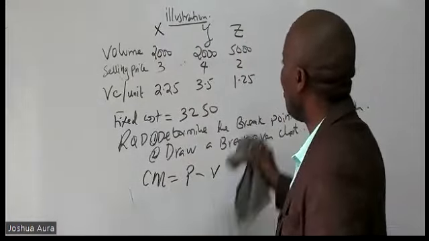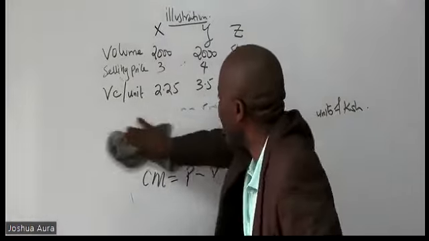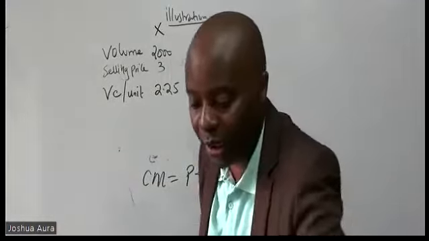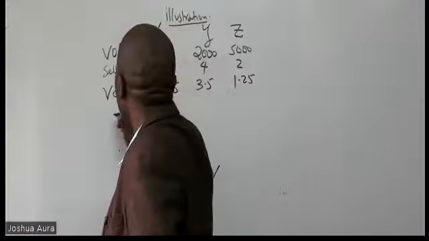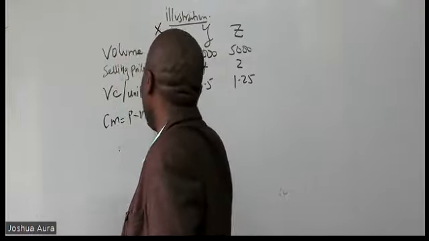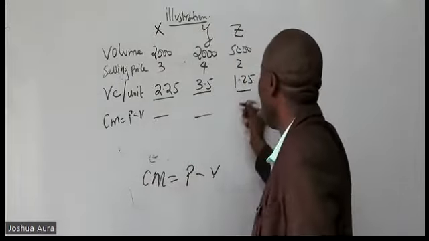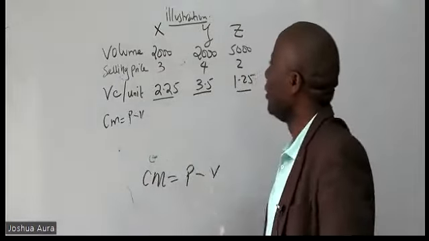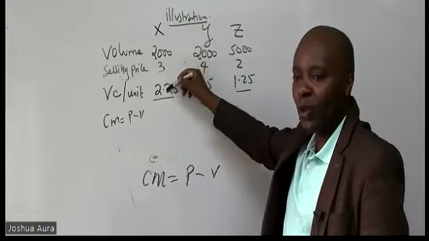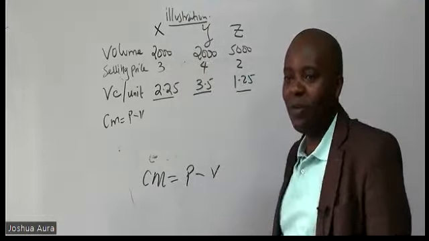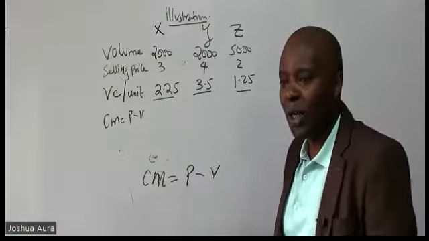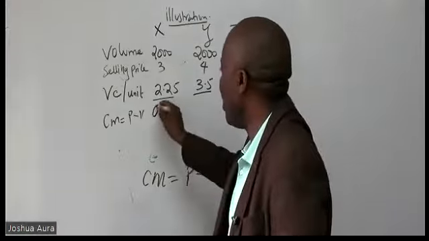What I would want to do is to create a row here where I get the contribution margin for each product, which is price minus variable cost. Is there somebody who is able to do that for me? For example, for X, I'll take 3, which is the selling price, minus 2.25. Could you kindly give me this contribution margin per unit? The first one I'm being told by Gordon is 0.75.